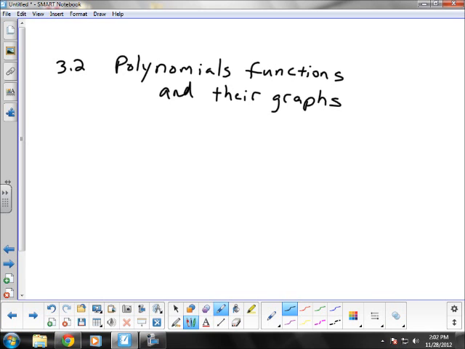Now, we're going to talk about what a polynomial function is at all, what some characteristics of polynomial functions are, and then we're going to put that all together to be able to draw the graphs.